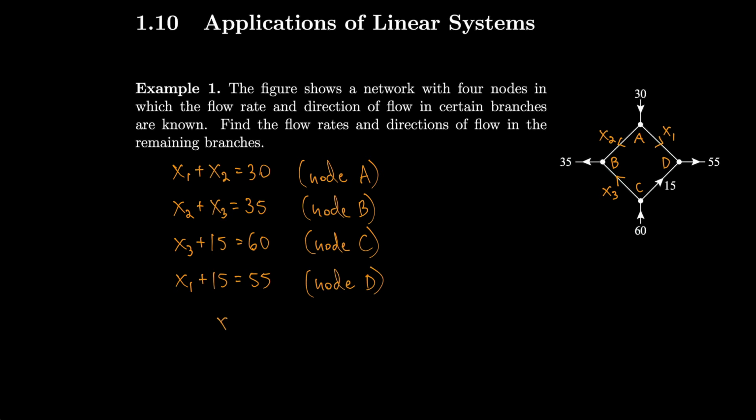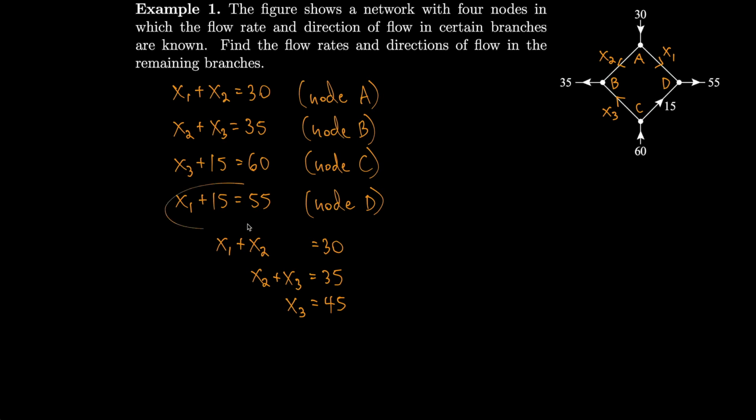We've got x1 plus x2 equals 30. I've got x2 plus x3 equals 35. I've got x3 plus 15 is 60. It's the same thing as saying that x3 is 45. And over here, x1 plus 15 equals 55 is the same thing as just saying that x1 is equal to 40. Okay, so that gives me x1 must be 40.